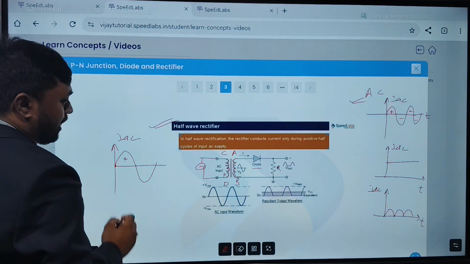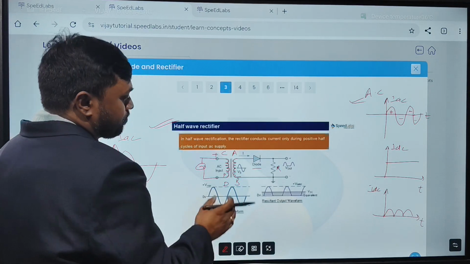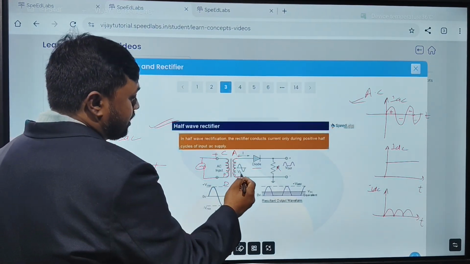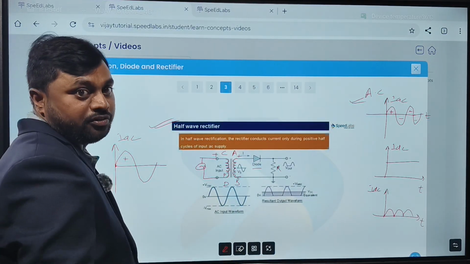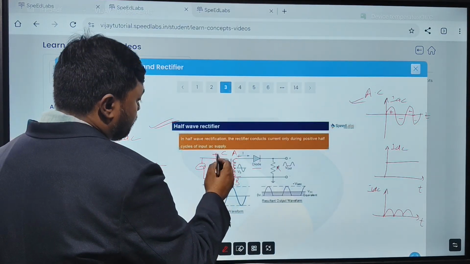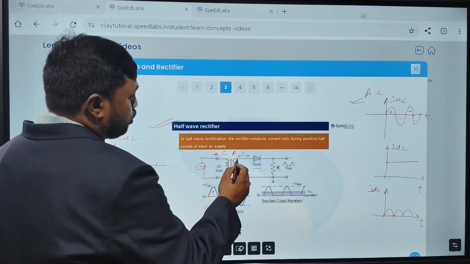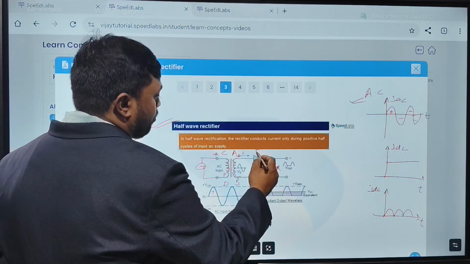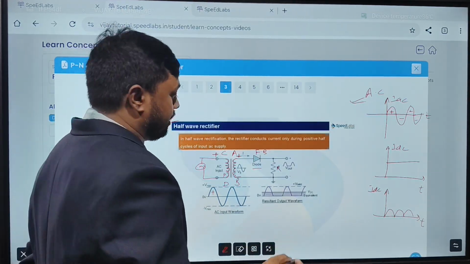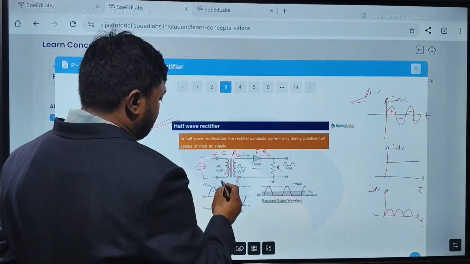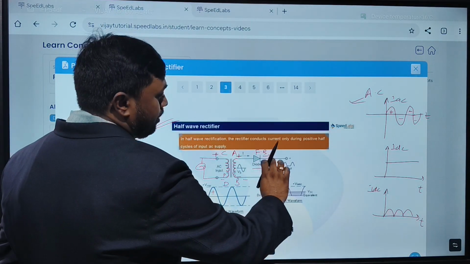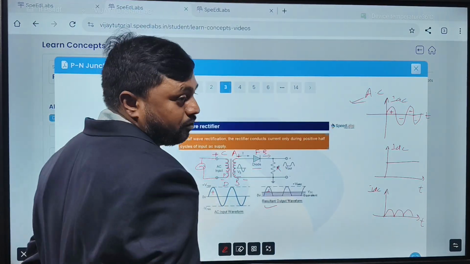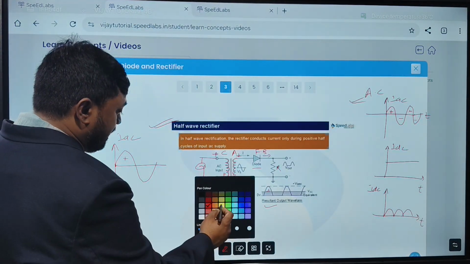During the positive half cycle, positive is induced due to mutual induction. This is a primary coil and secondary coil. They are mutually coupled with each other. So during the positive half cycle, positive is induced at point A, and when P is connected to the positive, it will be forward bias. The diode will conduct, so current will start flowing through this end. Here current is flowing, so we will get the output during the positive half cycle. What will happen during the negative half cycle?